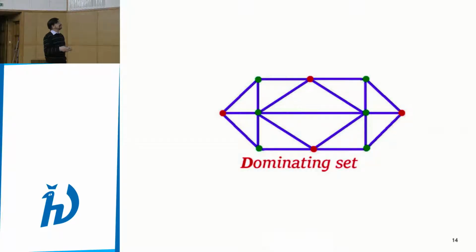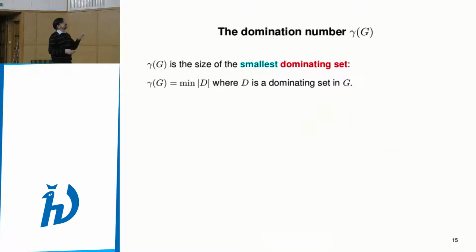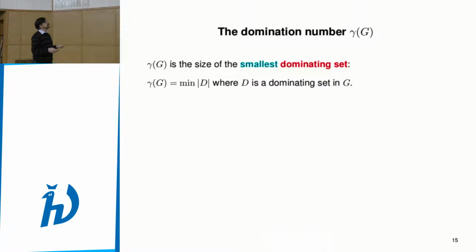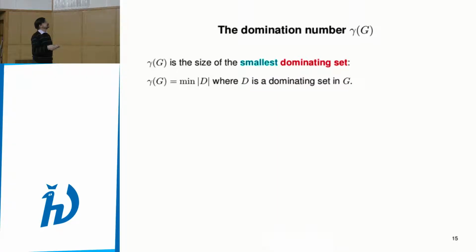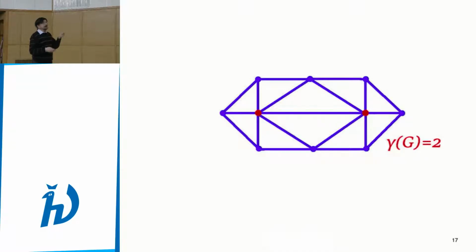So this is a dominating set, and the domination number is the smallest size of a dominating set, denoted by gamma of G. So our first trial was very weak because these 2 vertices dominate everything, all vertices, including these ones and everything. So the domination number of this graph is 2.